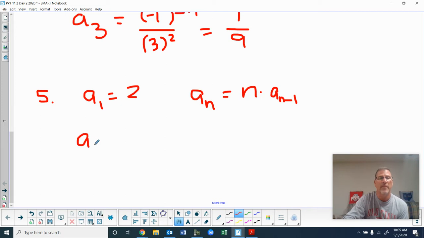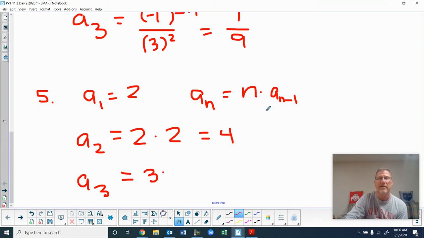So for the second term, n would be 2. Remember, n represents which term we're looking for. So for the second term, n is 2 times the previous term. The previous term in this sequence is the first term, which is 2. So 2 times 2 is 4. So that's my second term. My third term, n is 3, so I put a 3 in place of the n times, again, a sub n minus 1.